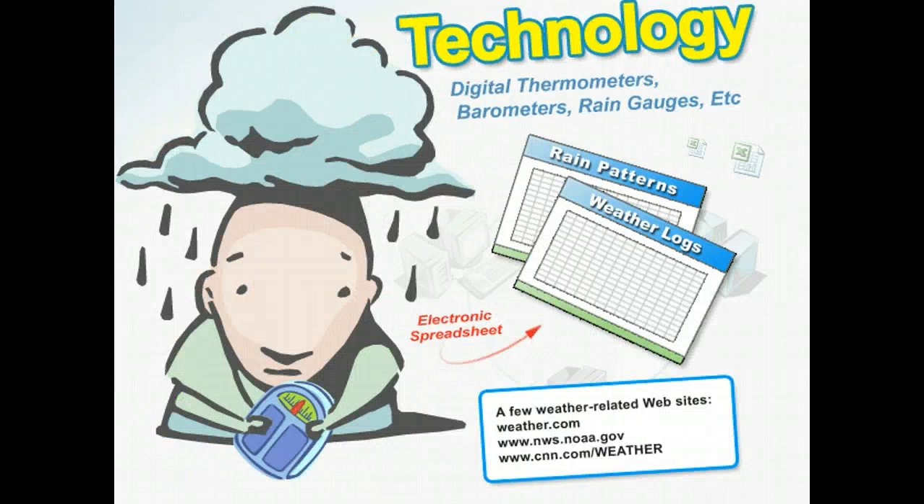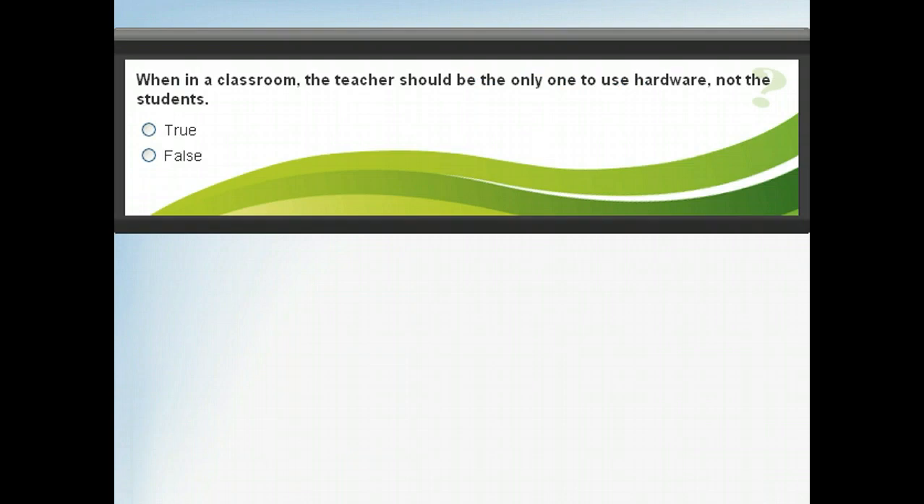In addition to newer classroom technologies, there are also plenty of traditional types of science technology. Technology such as digital thermometers, barometers, and rain gauges are all invaluable when teaching about weather patterns. You might decide that in addition to keeping a local weather log in an electronic spreadsheet, it would be helpful for students to compare their readings to those from other parts of the world using the World Wide Web. We've looked at several different types of hardware that could be used in the classroom. So before we move on to software, let's take a moment to review.